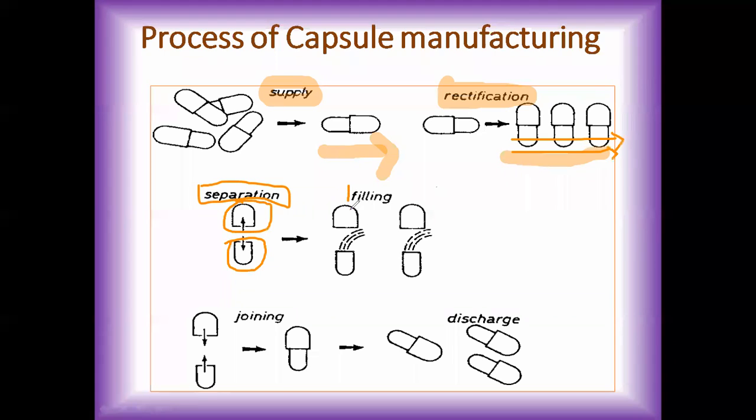In the next step, the filling, the material which you want to fill into the capsule shells is fed by the machine into the body. After filling, the next step is joining, where the caps come and join the body part. Later on, the discharge of the capsule is done. So this is the schematic process showing the various operations involved in the filling of hard gelatin capsules.